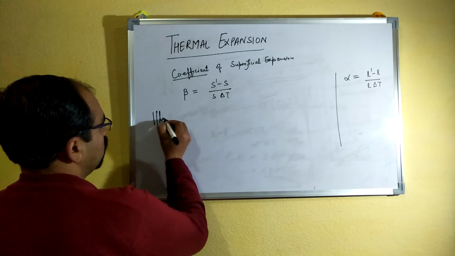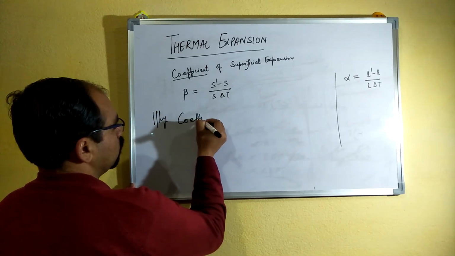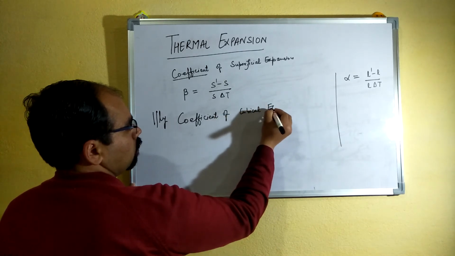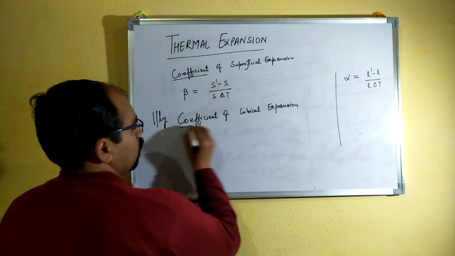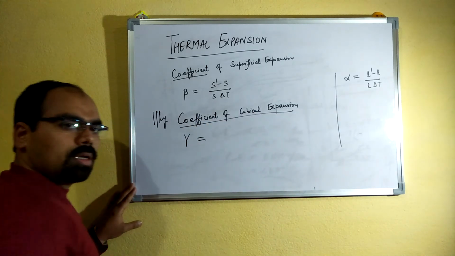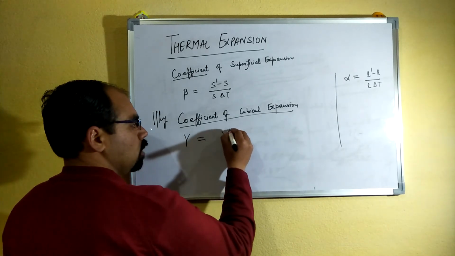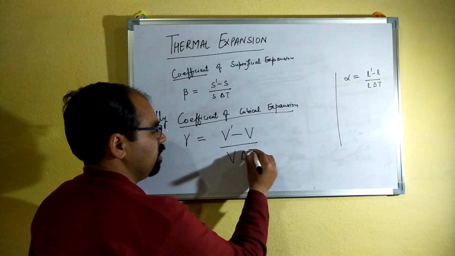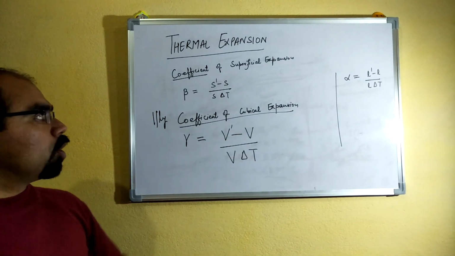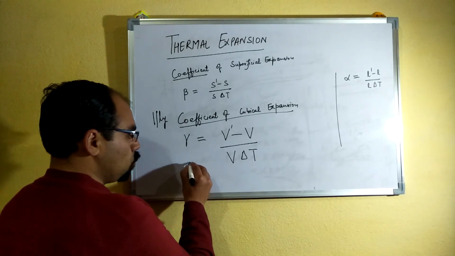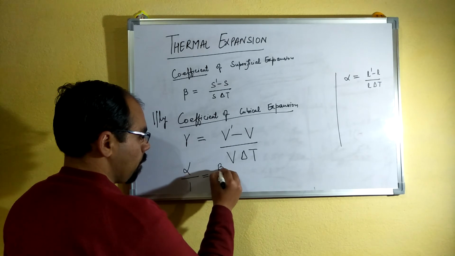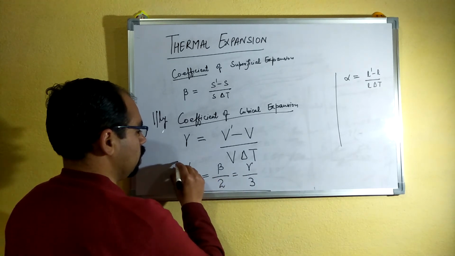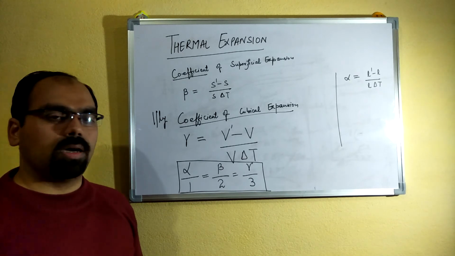Similarly, the coefficient of cubical expansion is represented by gamma, and that is equal to the difference of the volumes, the newly expanded volume minus the original volume V, upon V times the difference in temperature delta T. These are the three coefficients of thermal expansion, and they are related to each other in this way. This is the ultimate relation between these three coefficients, alpha, beta, and gamma.